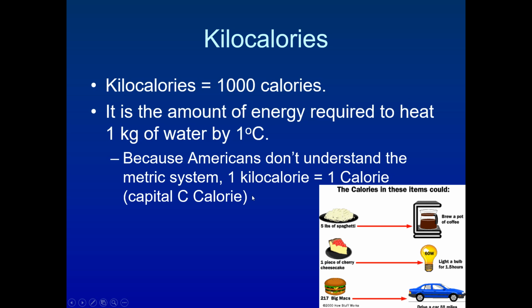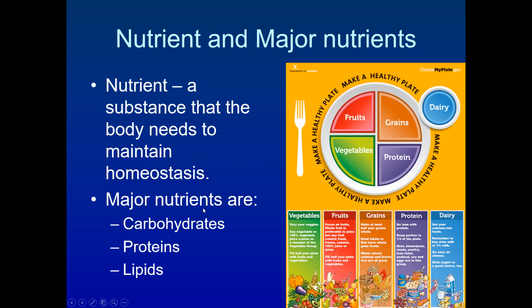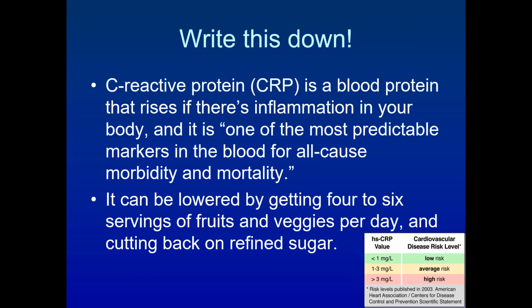Yeah, Americans just don't understand the metric system, and so we screwed it all up. But capital C calorie is the same thing as a kilocalorie. This is what you always see on food labels. When you're supposed to eat the supposed 2,000 calorie a day diet, it's a capital C calorie diet. Okay, your major nutrients are your carbs, your proteins, and your lipids. You need these in higher quantities than you do your micronutrients, which are like your vitamins and minerals.